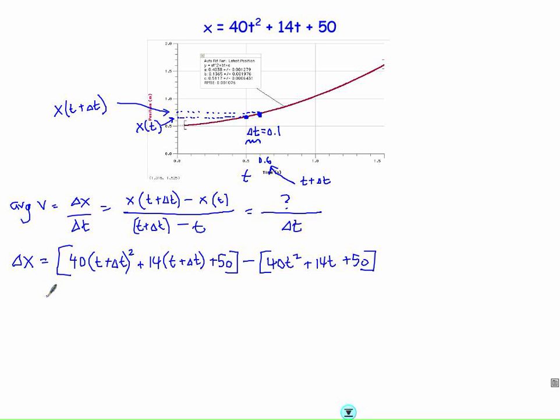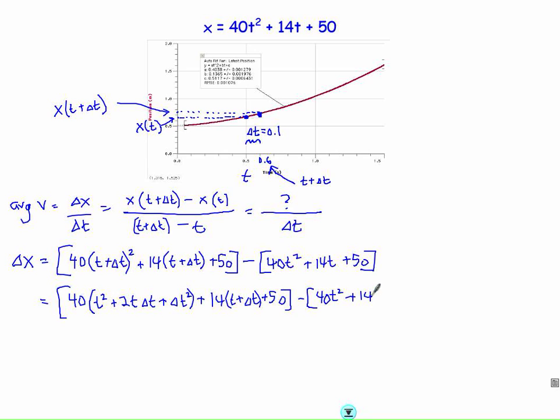Now, here comes the algebra. I'm going to do it slow. First thing I'm going to do is expand this binomial here. So this gives me a t squared plus 2t delta t plus delta t squared. Now take it easy. I'm not going to do anything else. I'm just going to rewrite what we already have up there. And then in the next step, I'll do some more simplification.